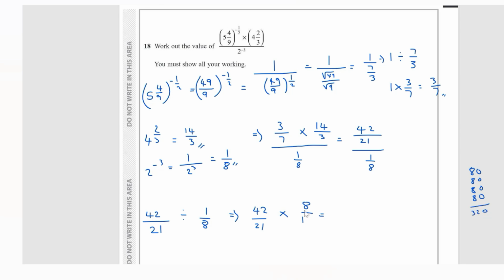It's 320 plus 16. It's 336 over 21. Now let's try and simplify this. So if we try to divide this, 336 divided by 21, so our final answer is 16.